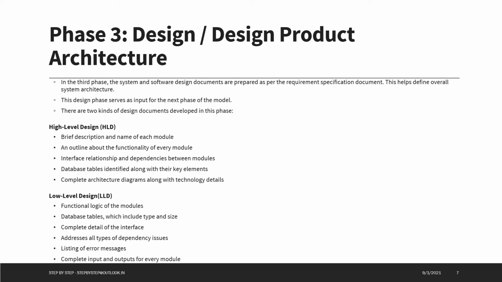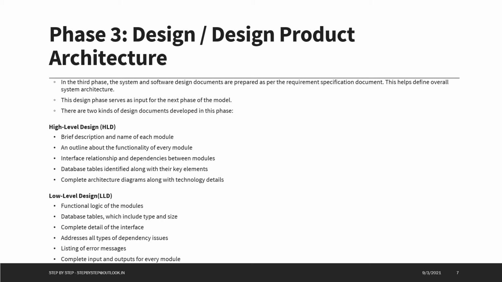Database tables identified along with their key elements, so what database tables we will need to store the data, then complete architecture diagrams along with technology details. So we need to understand what technology we are going to use here, so that should also be documented. Then there should be a complete product architecture, or we can say computer architecture diagram.